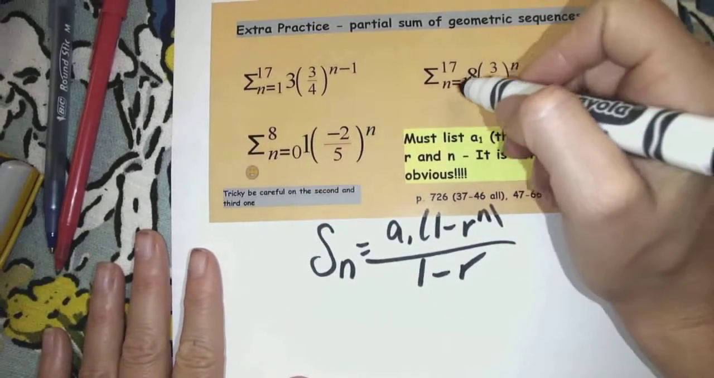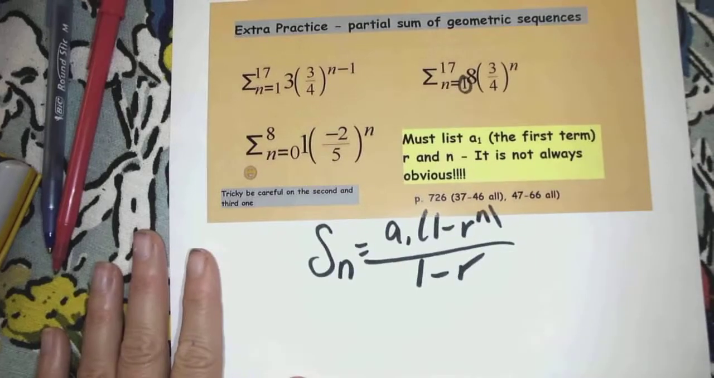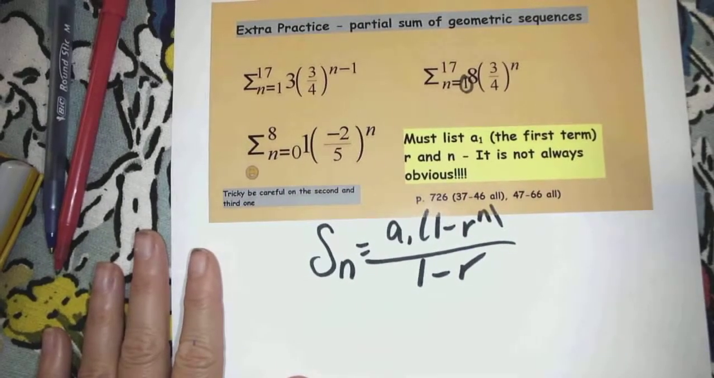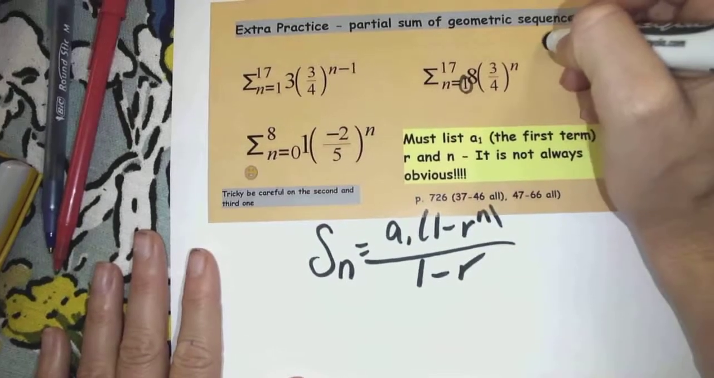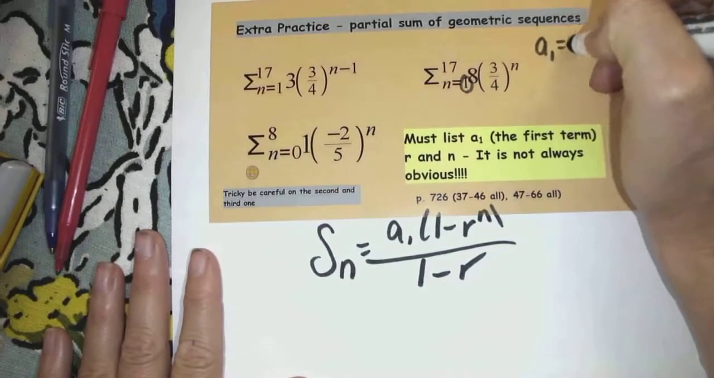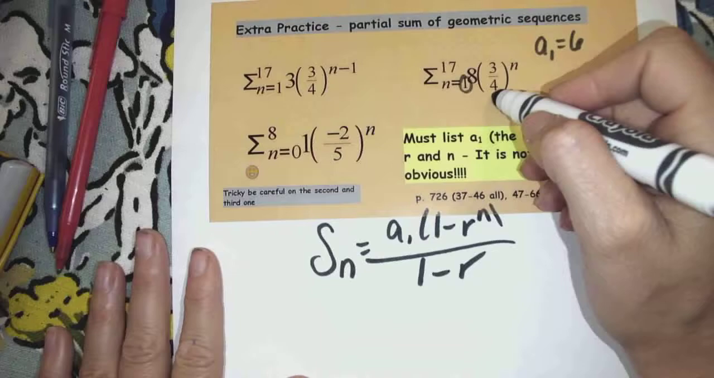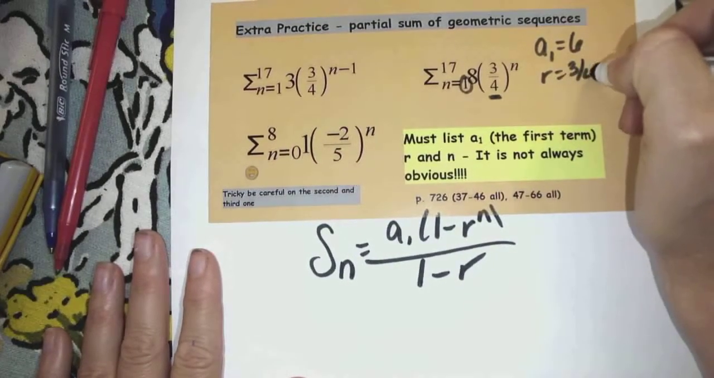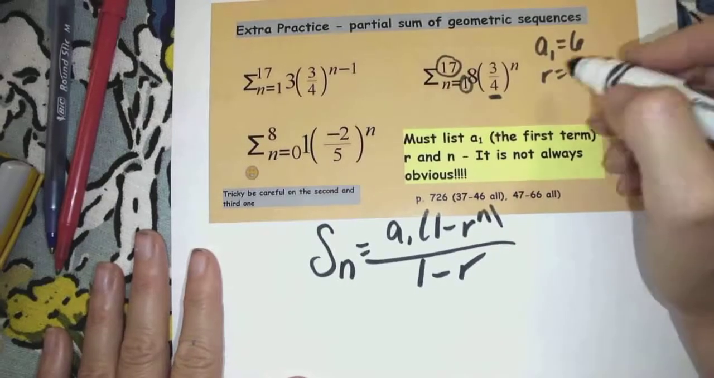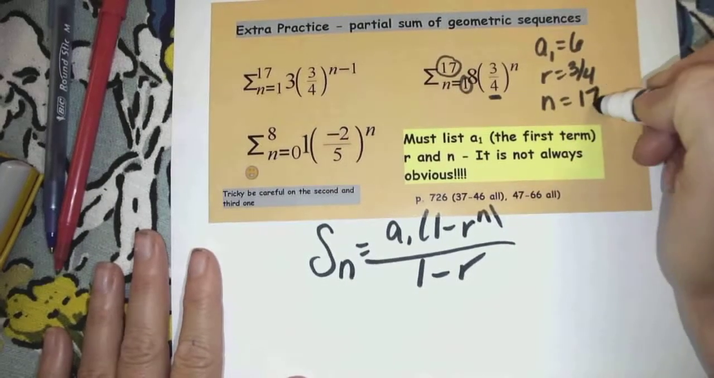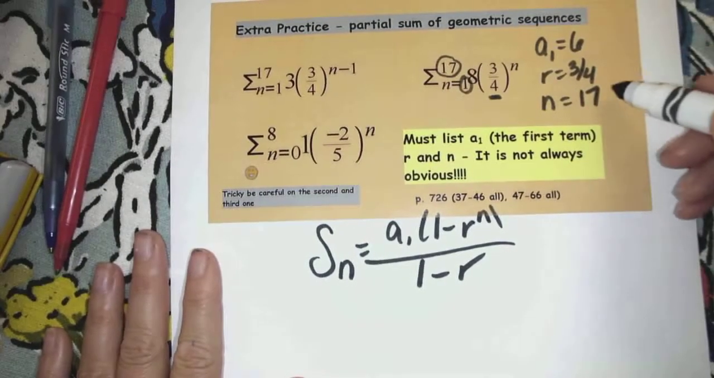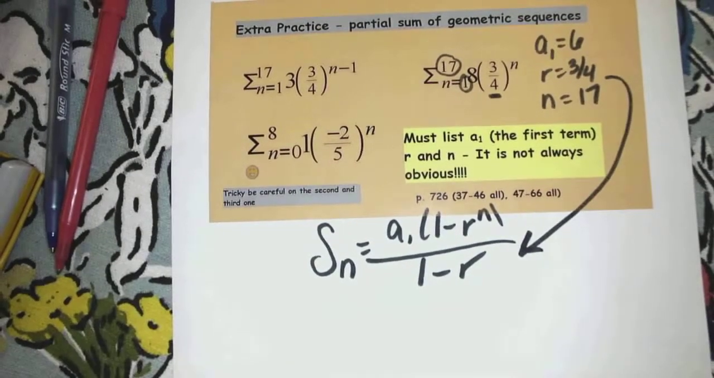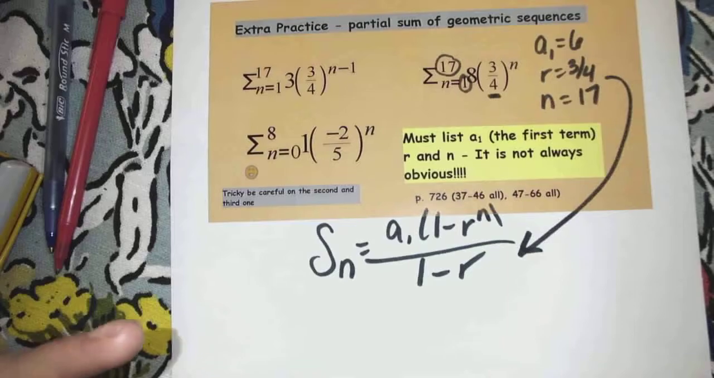So if I look at the first one, always plug this value in to find the first term. So 3/4 to the first power is 3/4, times 8 would be 6. So A sub 1 in this one is 6. R is whatever's being raised to the power. And in this case, I'm adding 17 numbers, so N is 17. Those will be the numbers that you use in this equation for that one. I'm not going to take the time to put those in. You can do that on your own.